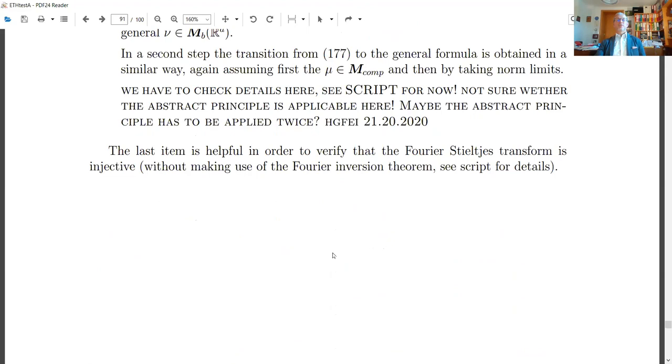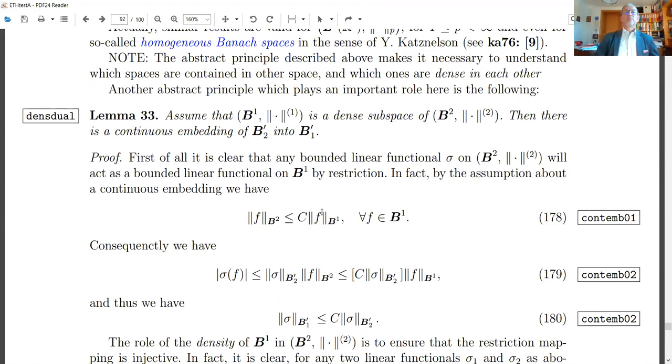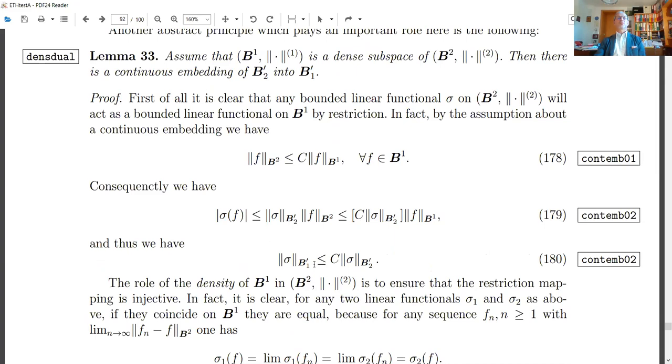Okay, you see I'm in the middle of working out more details. And maybe one more abstract argument, then I should finish with all this abstract stuff.